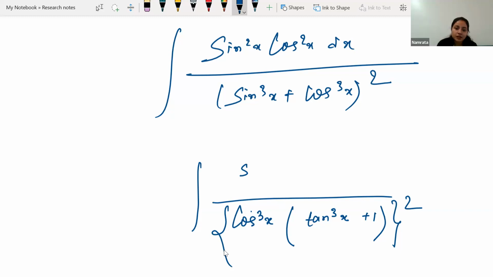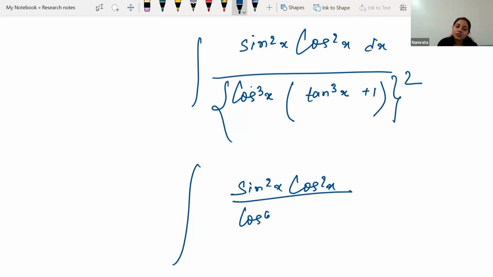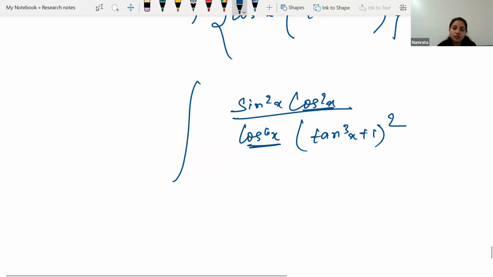Yes, ma'am. In the numerator, whatever we are having, let's write it as it is, sin²x cos²x dx. Let's move ahead. So we will be having sin²x cos²x, and in the denominator this cos to the power 3, squared, will become cos to the power 6x, and here we will be having (tan³x + 1) whole square. Cos to the power 6 and cos square will cancel out, one power and this power will go here, we will be having power 4 remaining.